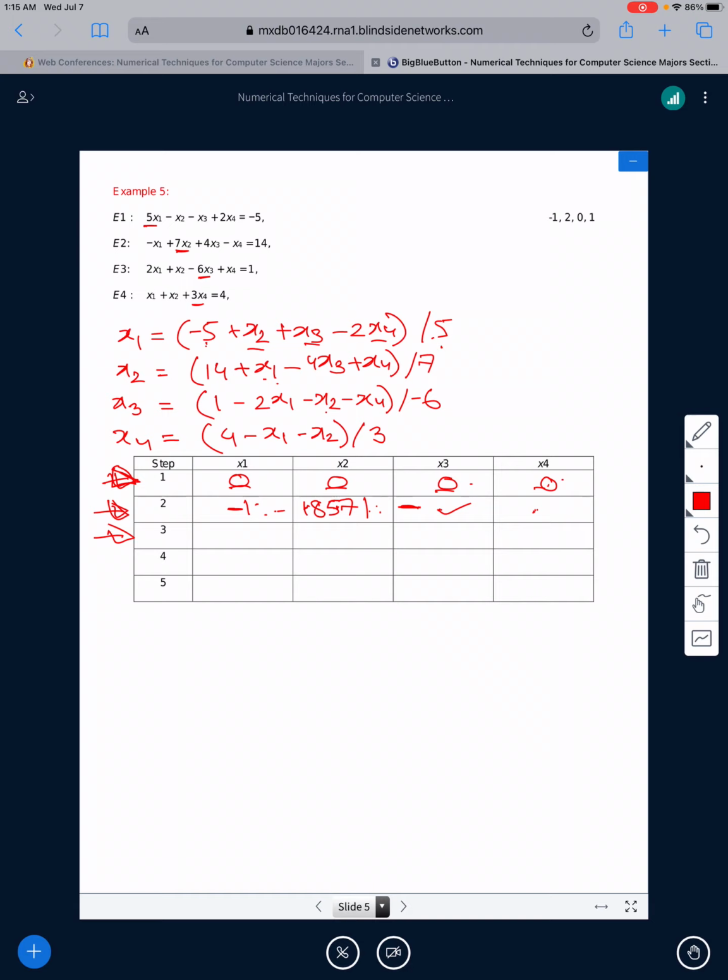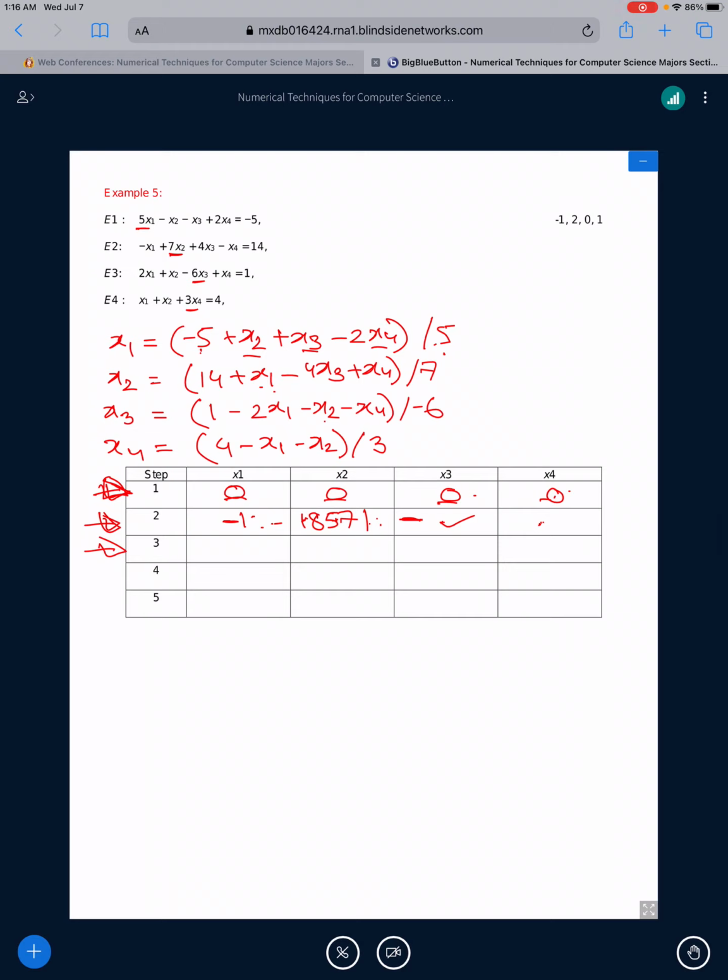So give me 1 minute, then I will show you the calculation for this technique. Okay, so let me share my screen, and so that's it.